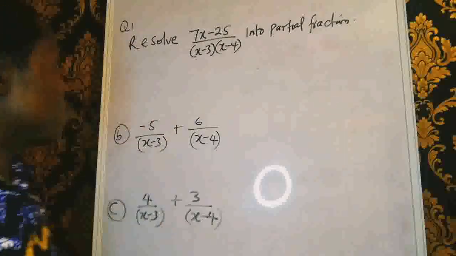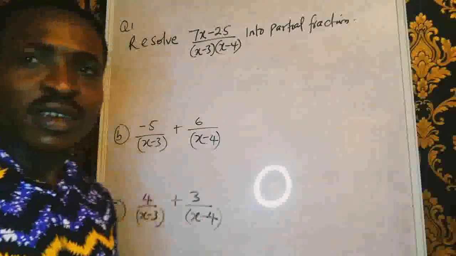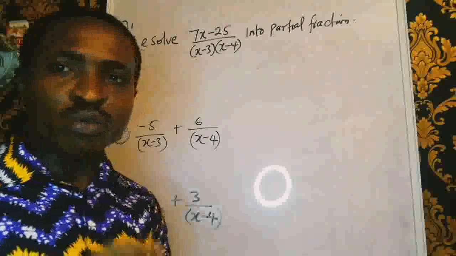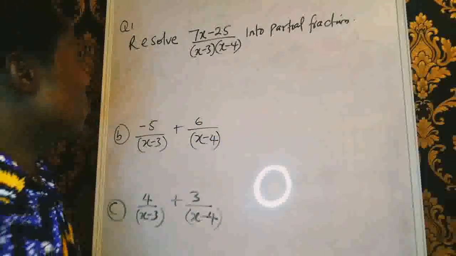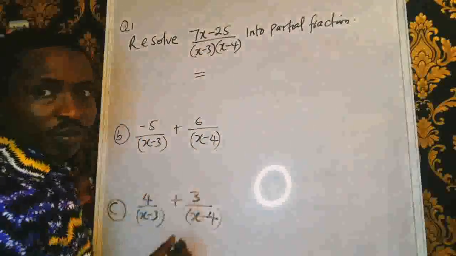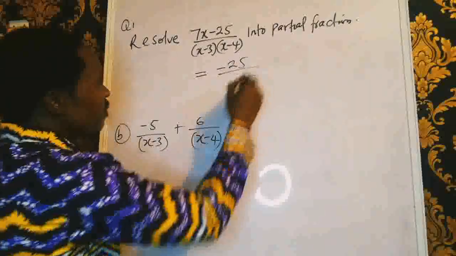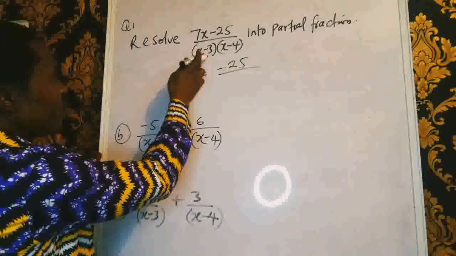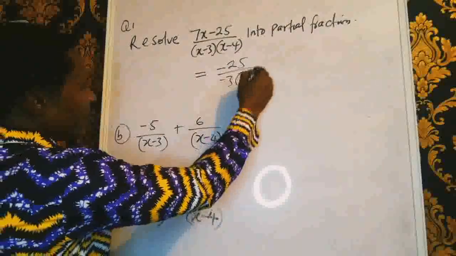Okay, so let's go. What we do is that anywhere we see x, we are going to put 0, in the original question first. So we are going to have here, if you put 0 in place of that, 7 times 0 gives 0, so we have minus 25 left. Then 0 here, if you put 0, you are going to get minus 3. If you put 0, you are going to get minus 4.